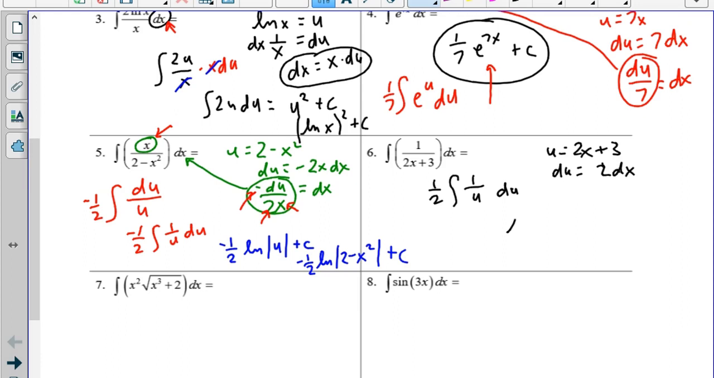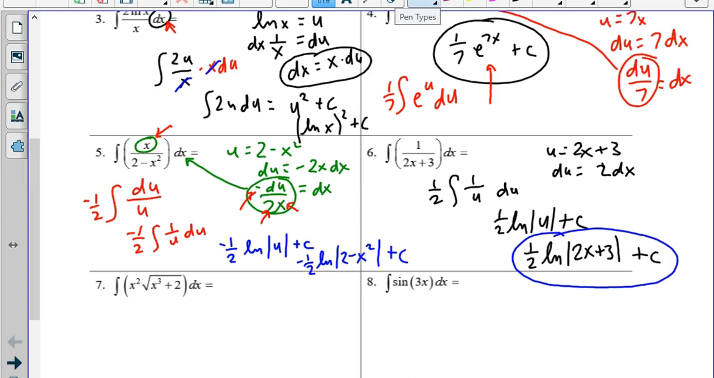So the integral of 1 over u is natural log of the absolute value of u plus c. And of course, there was a 1/2. I'm going to replace u with 2x plus 3, so I have 1/2 natural log absolute value of 2x plus 3 plus c.